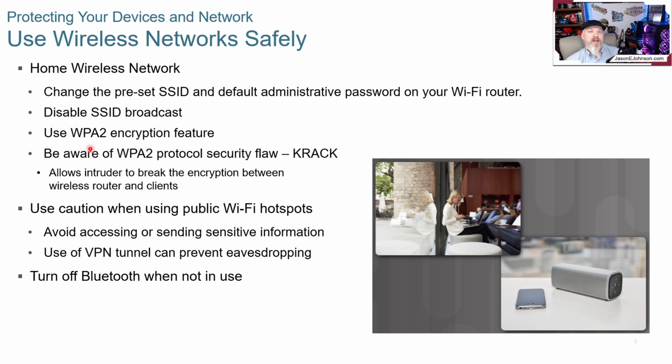This recording was as of August 2020. So as of August 2020, that is the current encryption for wireless that works. There may be something 2 months from now that comes out that's better, but for now, WPA2. You want to know that the WPA2 protocol, though, does have a security flaw. It allows intruders to break the encryption between wireless routers and clients, so you want to be careful about that and who you allow into your network.